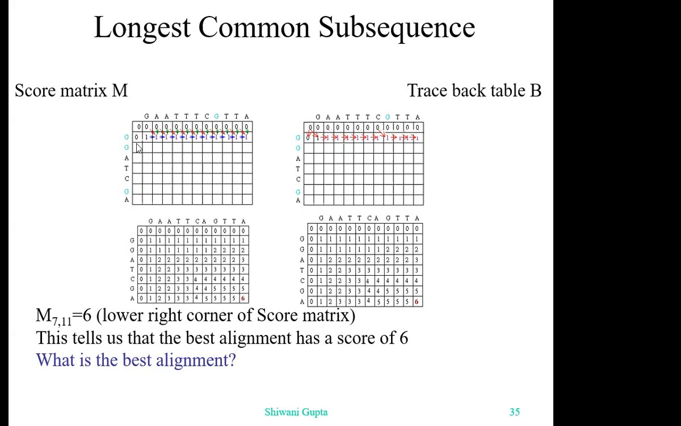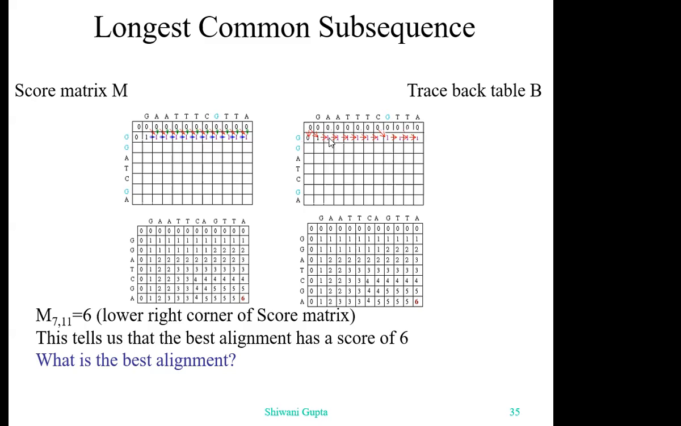So first, what did we check? G and G are matching. So that is why diagonal plus 1. Then again G and A is a mismatch. So what I need to do is take the previous row same column, previous column same row, whichever is maximum. So this value is coming from here. That is why you can see the arrows also drawn. Where did this one come from? It came from the diagonal. Where did this one come from? From this one.